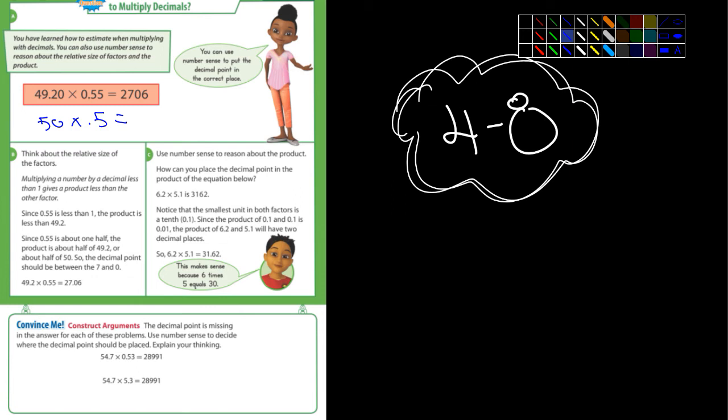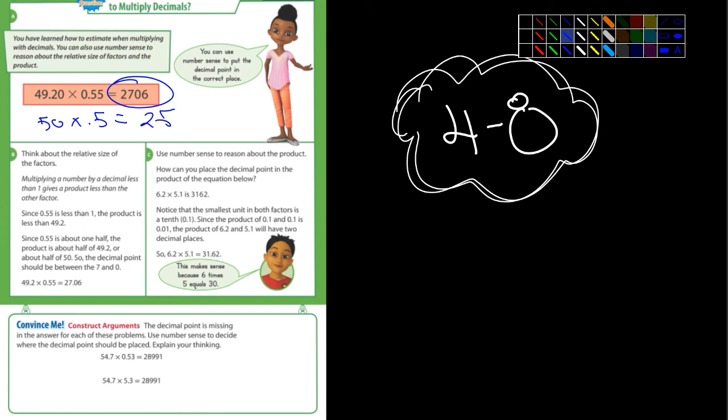what's half of 50? 25? 25. That's what this is about. You're just kind of working with the numbers, changing them, rounding them. Okay, so they kind of make sense. So the answer, look at the answer they have here. 2706. That's the actual answer.